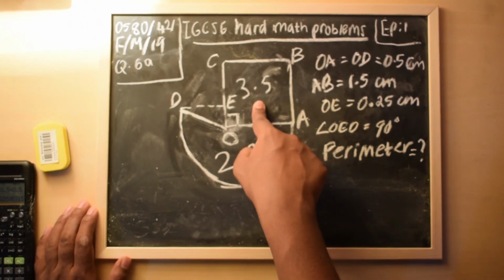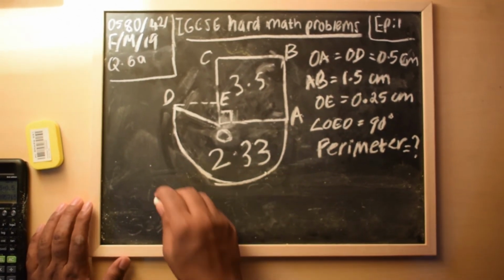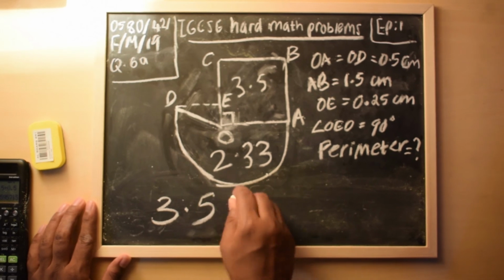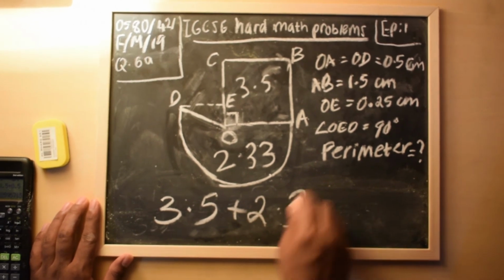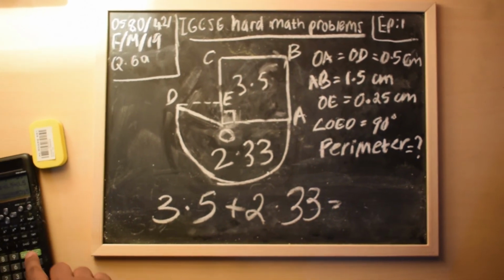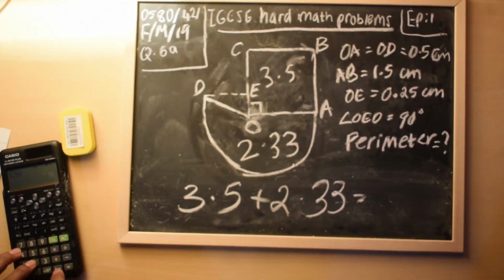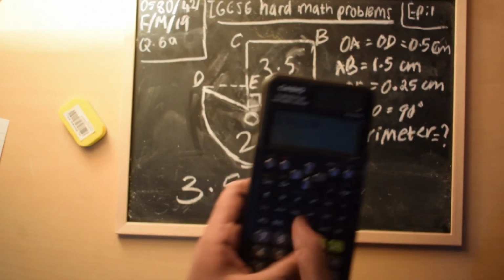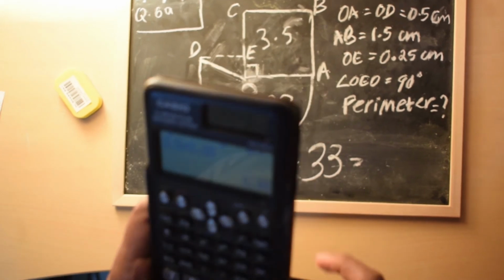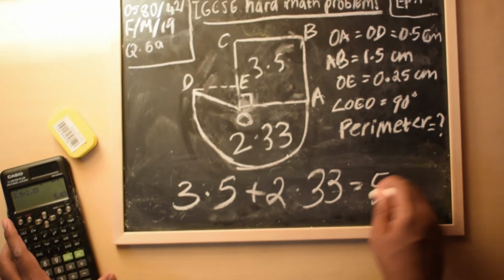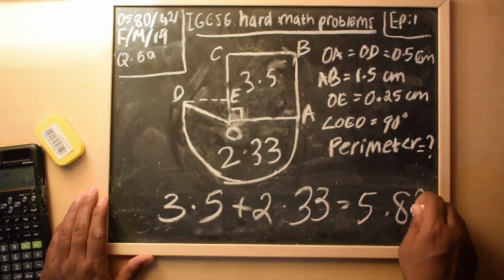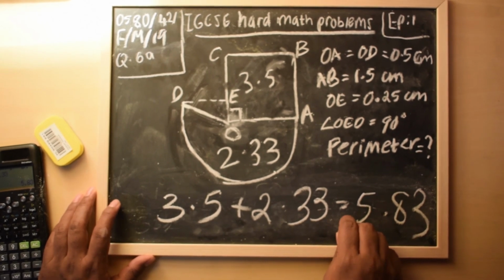So we got this one as 3.5 and this one as 2.33. So 3.5 plus 2.33, just add those two values, and then we'll be getting 5.83, and that is your final answer.